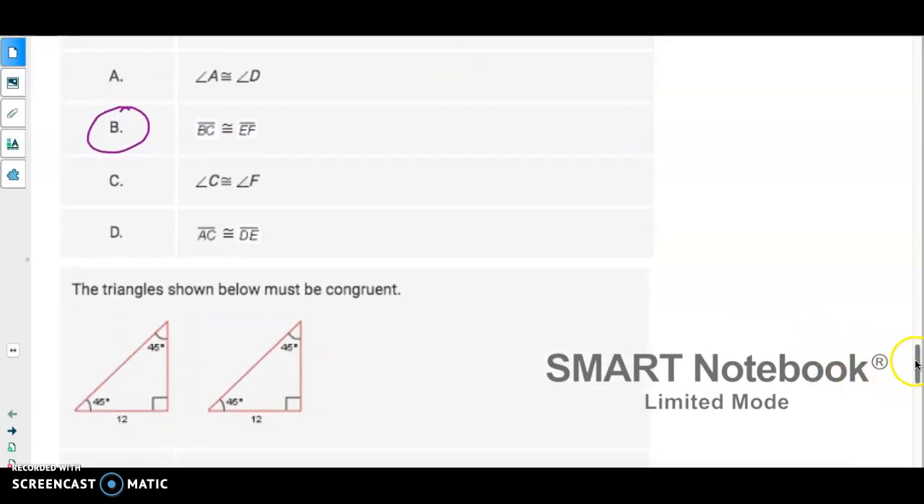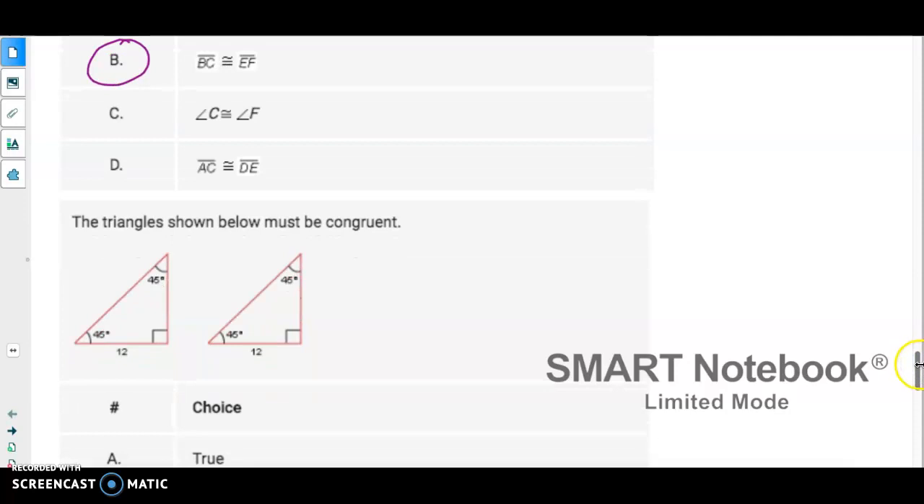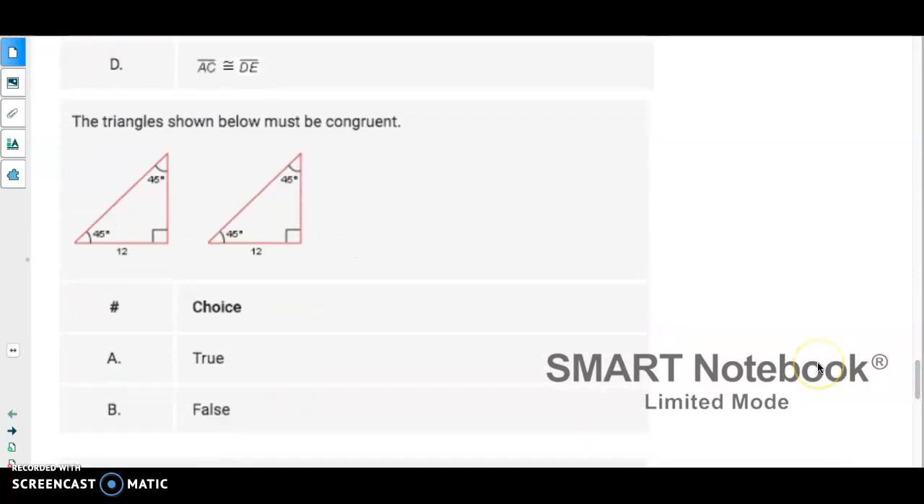The next one here says the triangles shown below must be congruent. Is that true or false? So we know that this angle is congruent to this angle. So 45 is congruent to 45. We also know that this is 90, so this is another angle that we have congruent. And we know that both of these sides are 12. So we can use angle, side, angle to say yes, these are congruent. So angle, side, angle was one of our theorems.